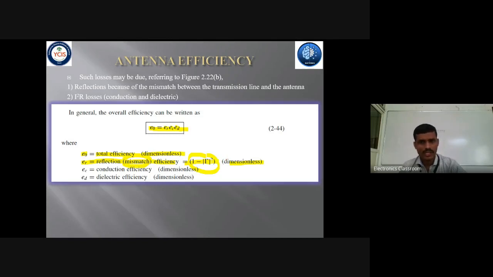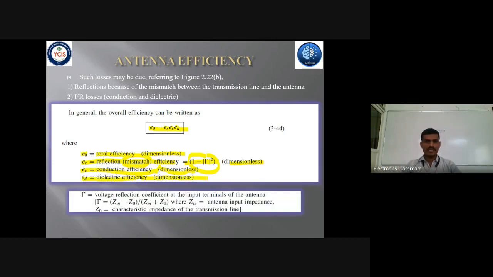Okay. Now the third one is EC, that is conduction efficiency, which is also dimensionless. And the last one is the dielectric efficiency, which is also dimensionless.